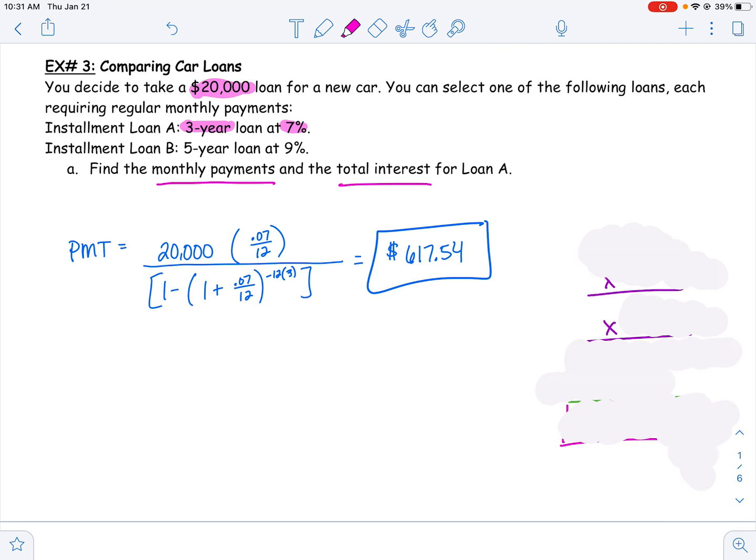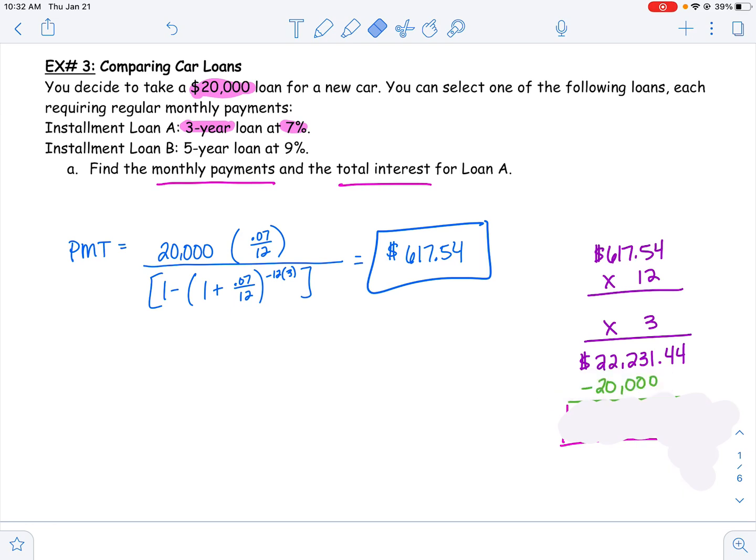But if I make a payment of $617.54 every month for 3 years, how much total do I end up paying? Well, let's do it. Let's take that payment of $617.54. Let's multiply it by 12 because I'm going to make it every month. That's 12 times a year. And then let's multiply it by 3 because I'm going to do that for 3 years. I end up getting a total of $22,231.44. At the end of the 3 years, that's how much total I've paid to the bank.